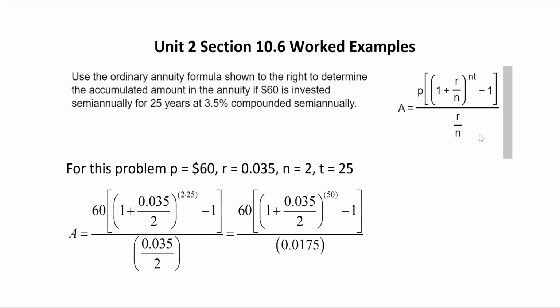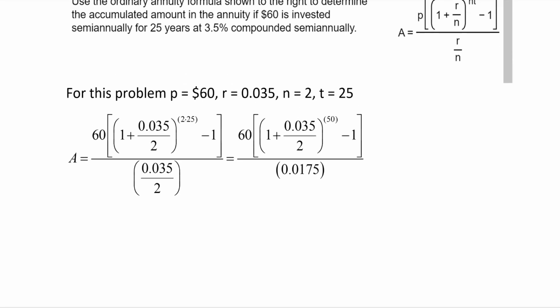For this problem, P will be 60, the interest rate is 0.035, N is 2, compounded semi-annually, and T is 25. And I went ahead and put the numbers into the formula, and I also simplified the exponent. 2 times 25 is 50. And in the denominator, I did the division, 0.035 divided by 2. So right now we'll focus on simplifying the numerator.